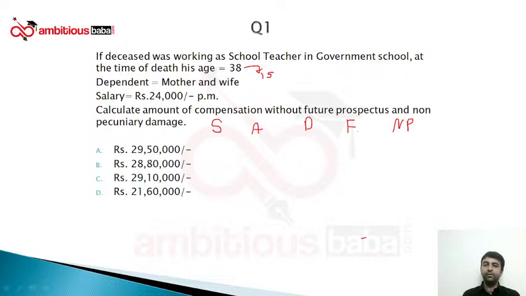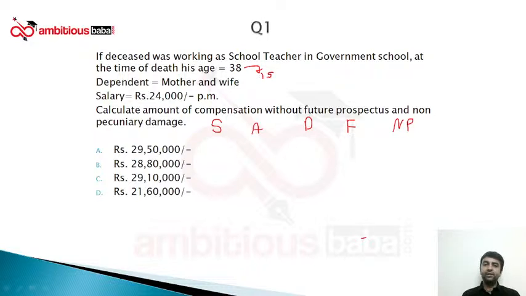Okay, S stands for salary, A stands for age, D stands for dependents, F stands for future prospects, and NP stands for non-pecuniary damages. Okay, now I read it like this: sad family. Okay, sad family, and NP you can make your own short forms.